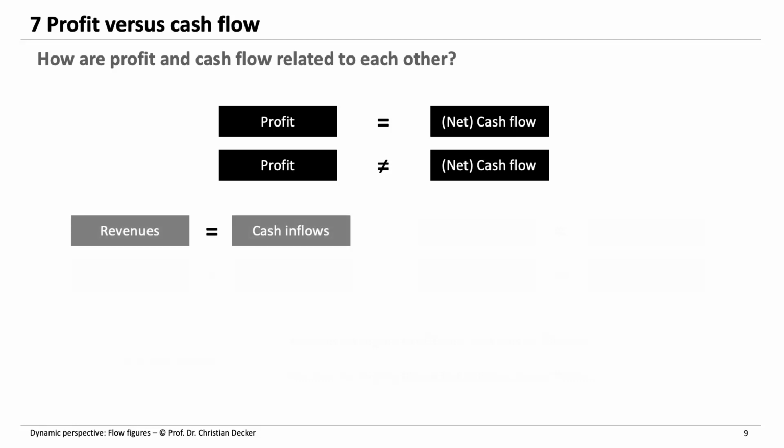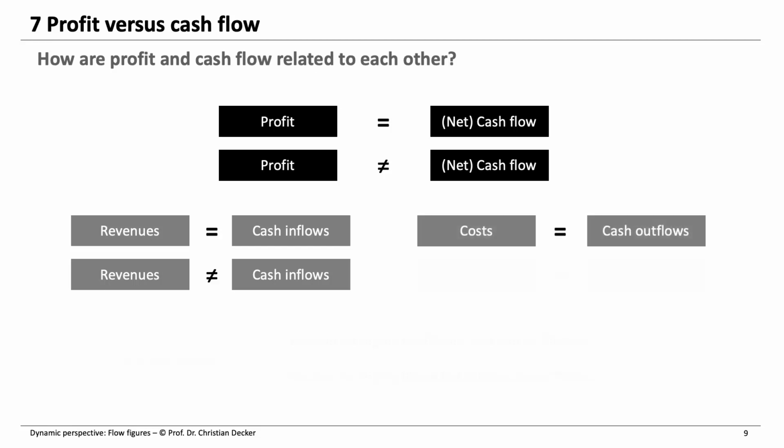Revenues and cash inflows may be identical. Revenues and cash inflows may not be identical. Costs and cash outflows may be identical. Costs and cash outflows may not be identical. Why this is the case will be explained on the following slide.